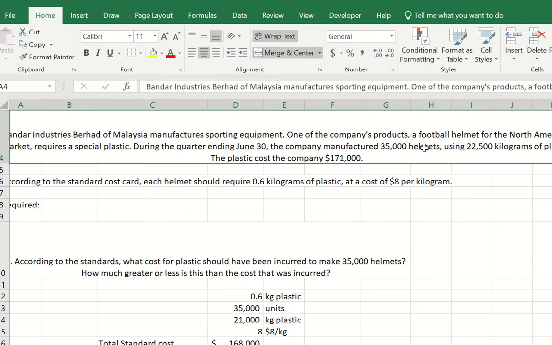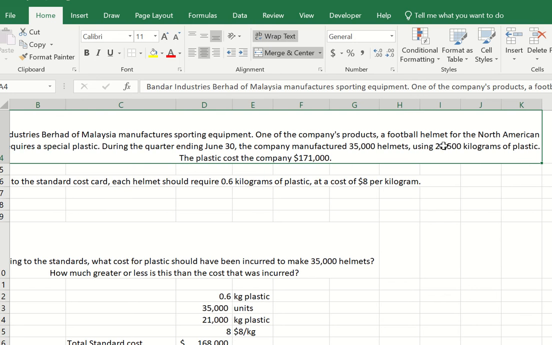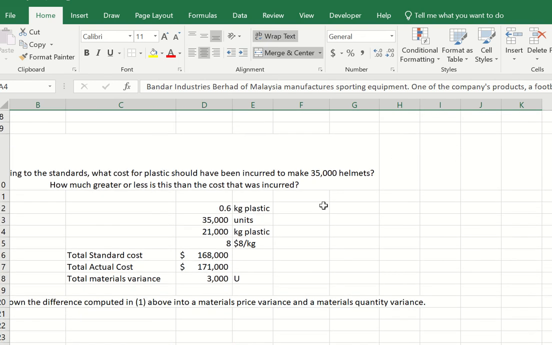They used 22,500 kilograms of plastic, and it cost the company 171,000. But it doesn't give me the price per kilogram over here. They just gave me a total, what they paid, and then they used this amount. So if I did want to find the price per kilogram, I would take the total divided by the kilograms to find the price that they paid per kilogram of plastic.